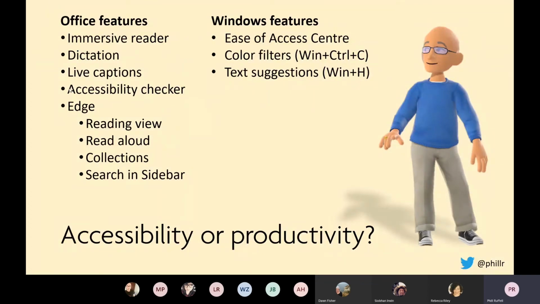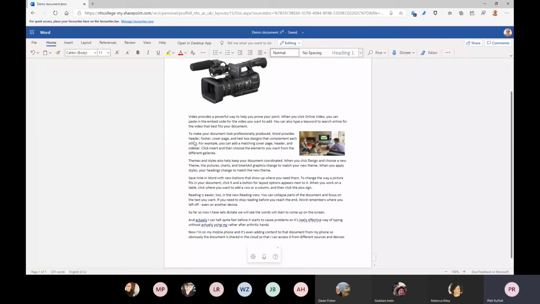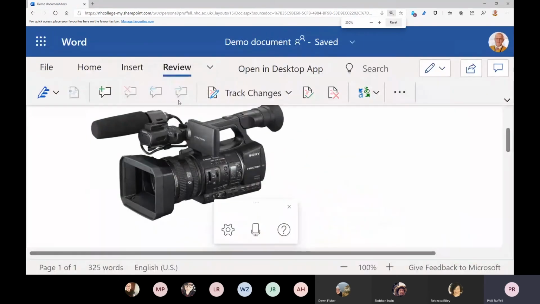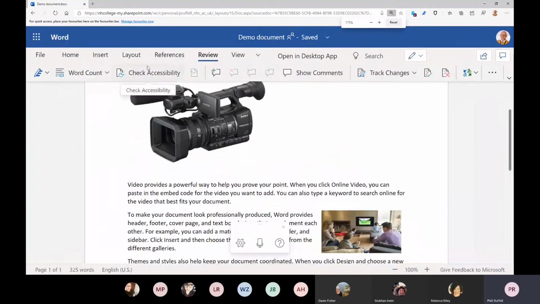So on to Accessibility Checker. I've created this document and I want to make sure that it's accessible to everybody, whether they can see the full content or not. So what I'm going to do is go to Review, and then I have Accessibility, check accessibility. Let me just zoom in there. Whoops, a bit too far. Check accessibility.